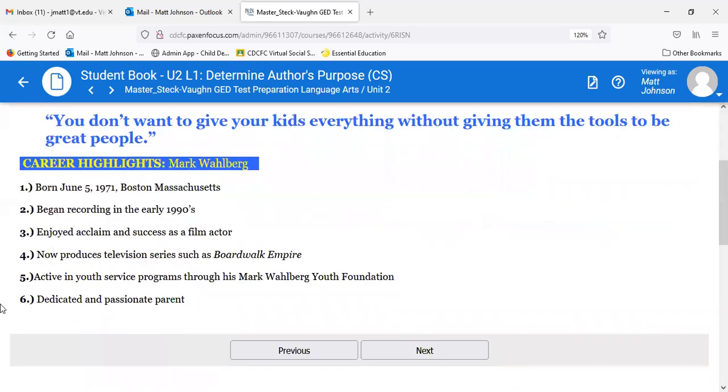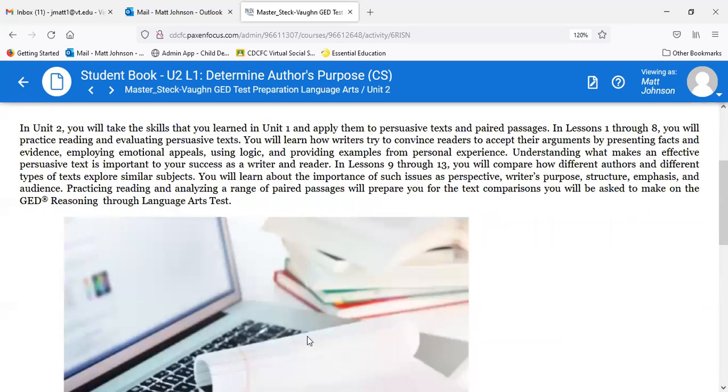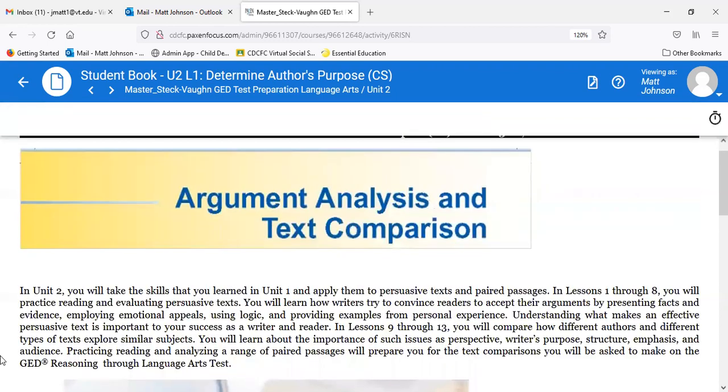So, career highlights: born June 5th, 1971, in Boston. Began recording in the early 1990s. Enjoyed acclaim and success. Produces television series like Boardwalk Empire. Active in youth service programs through his Mark Wahlberg Youth Foundation, dedicated and passionate parent, and apparently owns car dealerships in the Columbus area. That's another one of his success stories, I suppose. It's where I mostly encounter him now, in TV commercials.